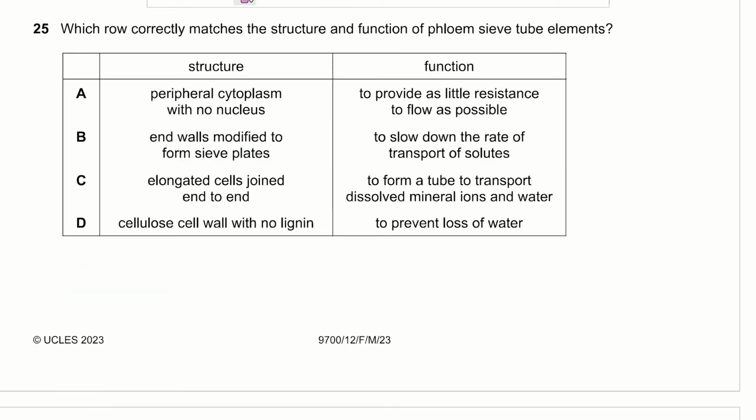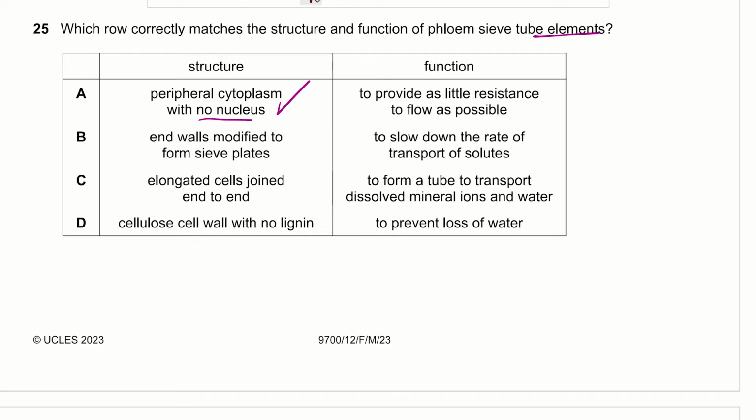25. Which row correctly matches the structure and function of phloem sieve tube elements? So, phloem sieve tube elements are responsible for the active transport of sucrose in a plant. So, let's see the structure. A. Peripheral cytoplasm with no nucleus. This is correct. The reason why it has no nucleus is because the nucleus of the companion cell beside it is more than sufficient to carry out its functions.